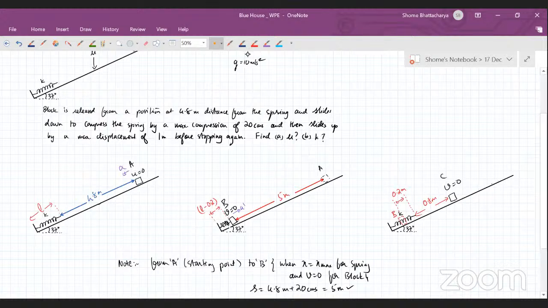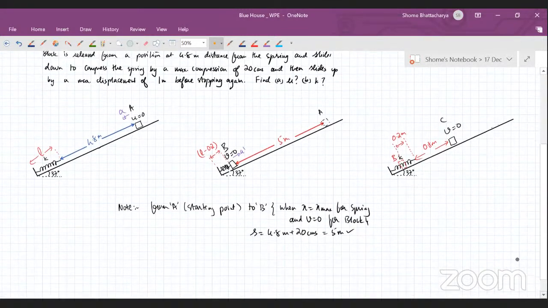Understood now? So these are the three important stages of the motion. Yeah, of course, just before hitting the spring, it has some speed that is also there. But we don't want to calculate that speed. That is not important for us. So in between this and this, there is also that stage where it's about to hit the spring. At that point of time, the displacement of the block is 4.8 meters. And its speed is maximum. But this is not so important for us. What is more important for us is this picture and this picture here.